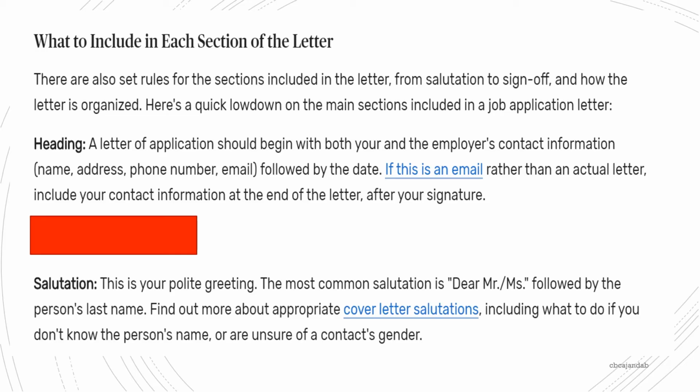About the salutation, also known as the polite greeting, a common example is Dear Mr. or Miss followed by the last name. To find out more samples of salutation, you can search by typing "salutation." As simple as that.